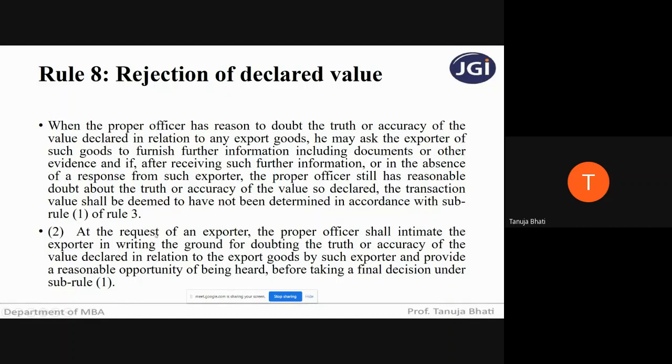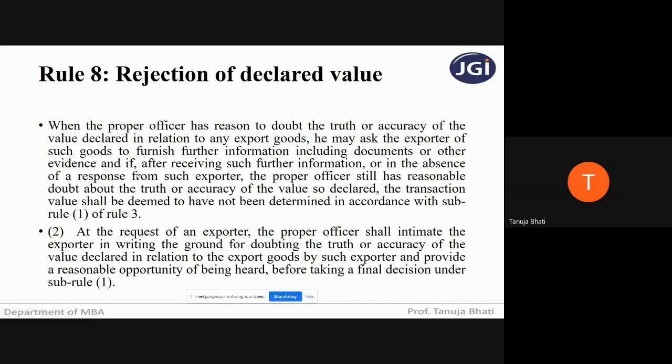At the request of an exporter, the proper officer shall intimate the exporter in writing the grounds for doubting the truth or accuracy of the value declared in relation to the export goods by such exporter, and provide a reasonable opportunity of being heard before taking a final decision under sub-rule 1.